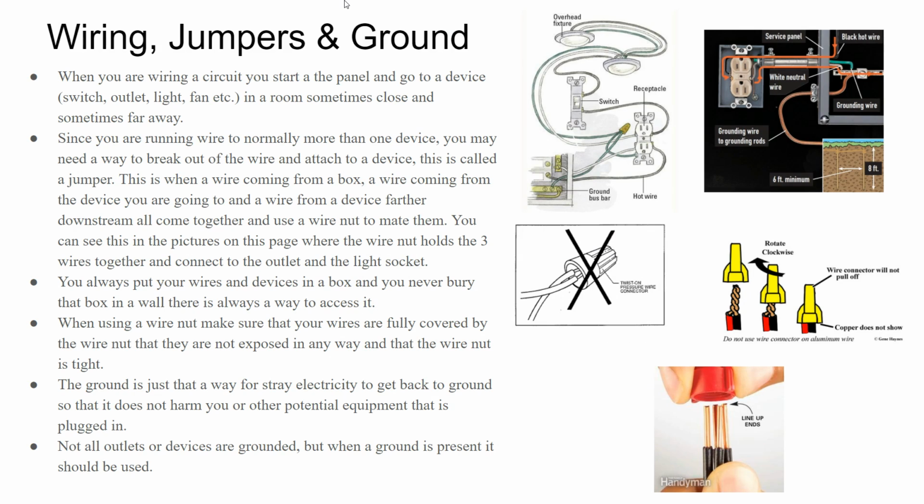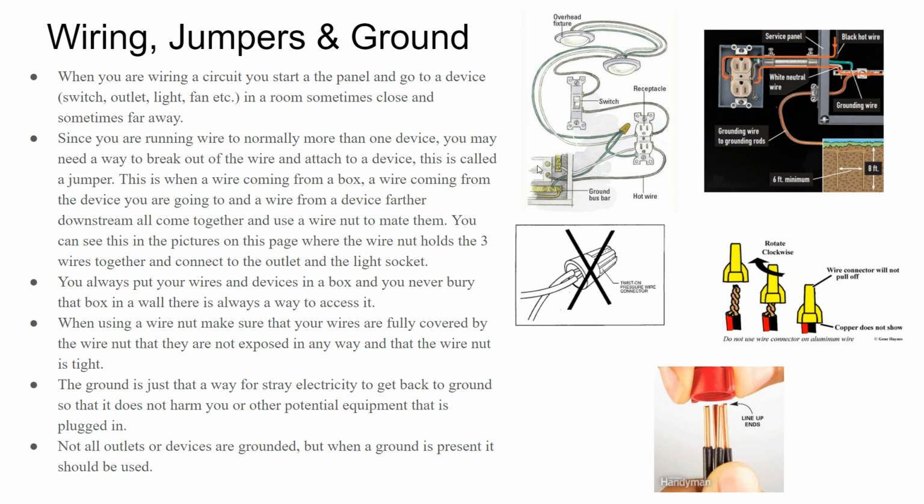Okay, wiring, jumpers, and grounds. So when you're wiring something, you're normally going from your source to a first box somewhere, be it a switch or an outlet or whatever. It doesn't matter. You're normally going into a box. Well, you've got to take that wire, connect it to the device that you're going through, and then keep going with it. So we use these things called jumpers.